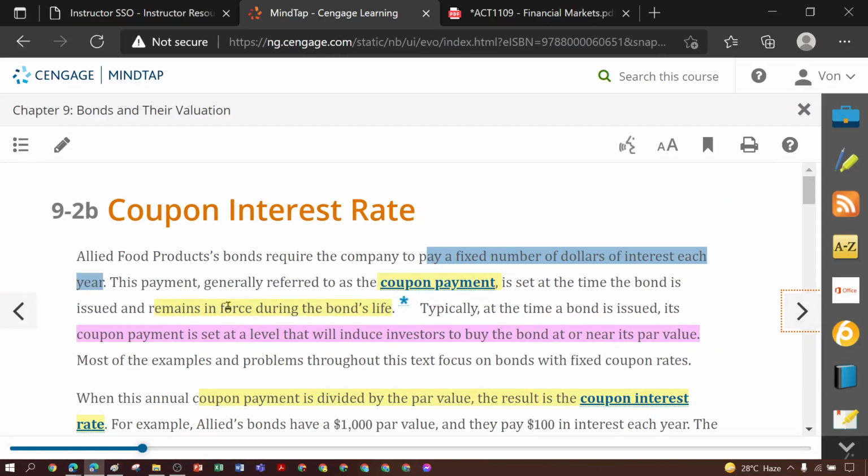Next natin is yung coupon interest rate. Yan, si Allied Food ulit yung example, no? Allied Food Products bonds require the company to pay a fixed number of dollars of interest each year. This payment, generally referred to as the coupon payment, is set at the time the bond is issued and remains in force during the bond's life. Typically, at the time a bond is issued, its coupon payment is set at a level that will induce investors to buy the bond at or near its par value.